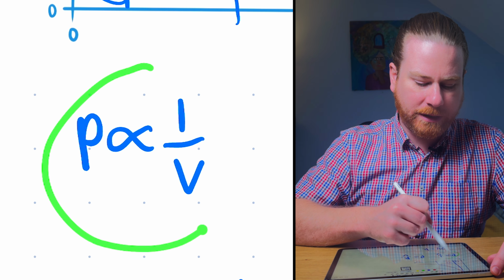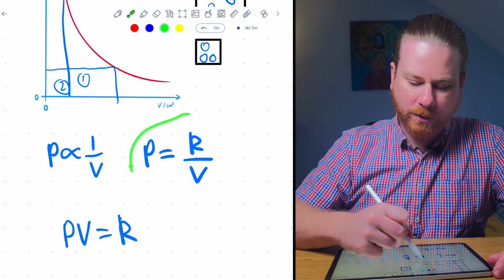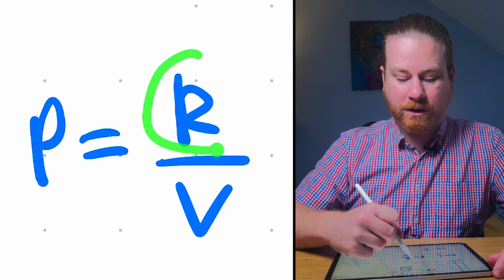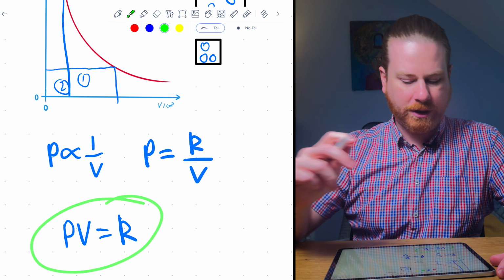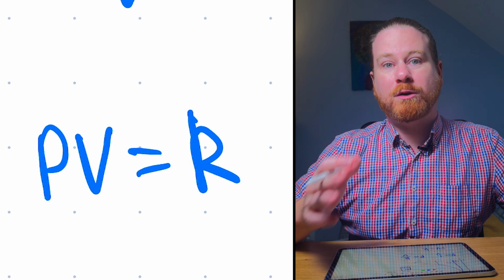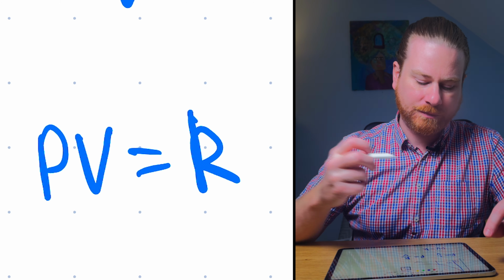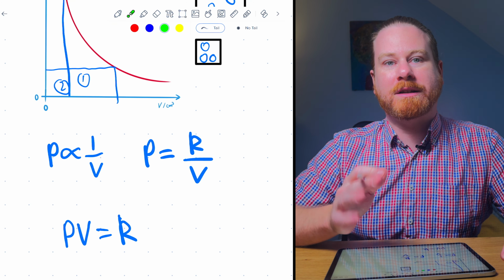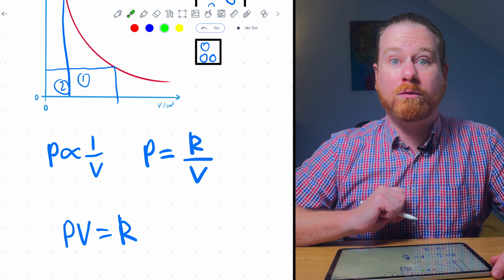The pressure is directly proportional to 1 over volume, or pressure is directly proportional to a constant divided by volume. We can rearrange this to pressure times volume equals a constant K. We'll find out in the next video that K is related to the gas constant, but for now we can just assume that it is a constant K. So this is really, really important.